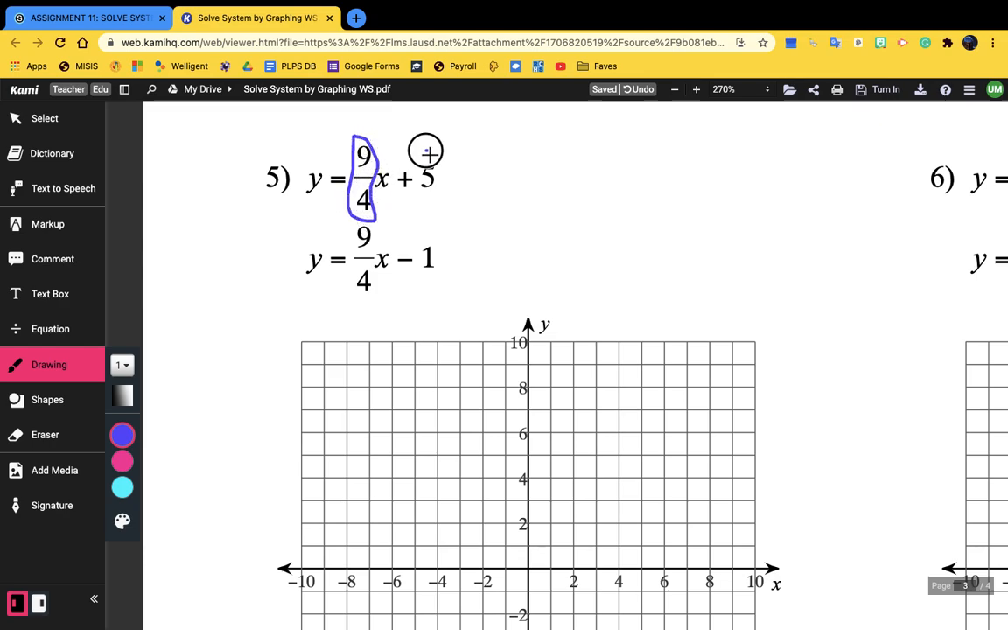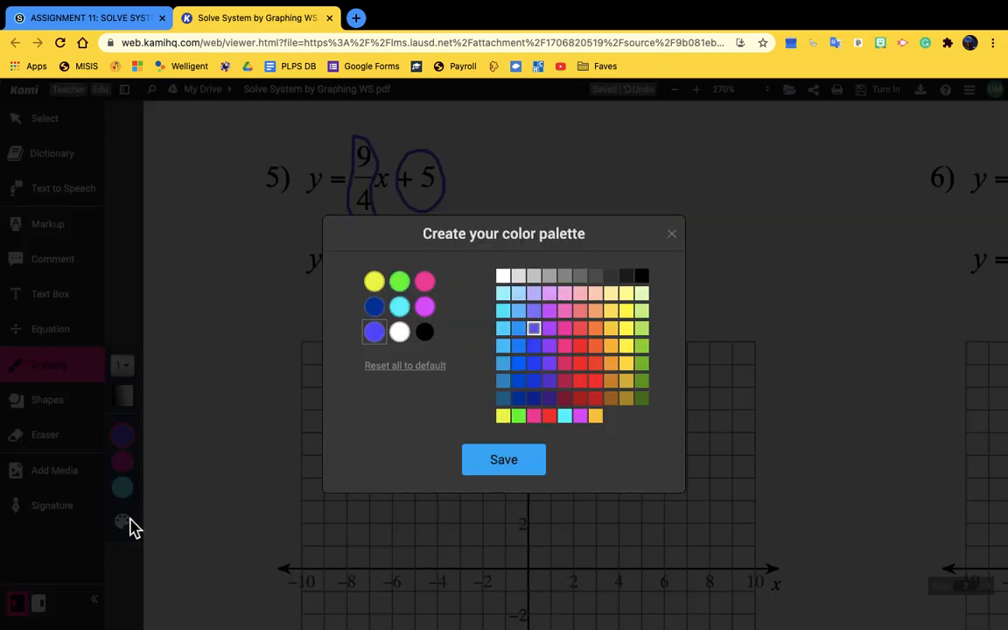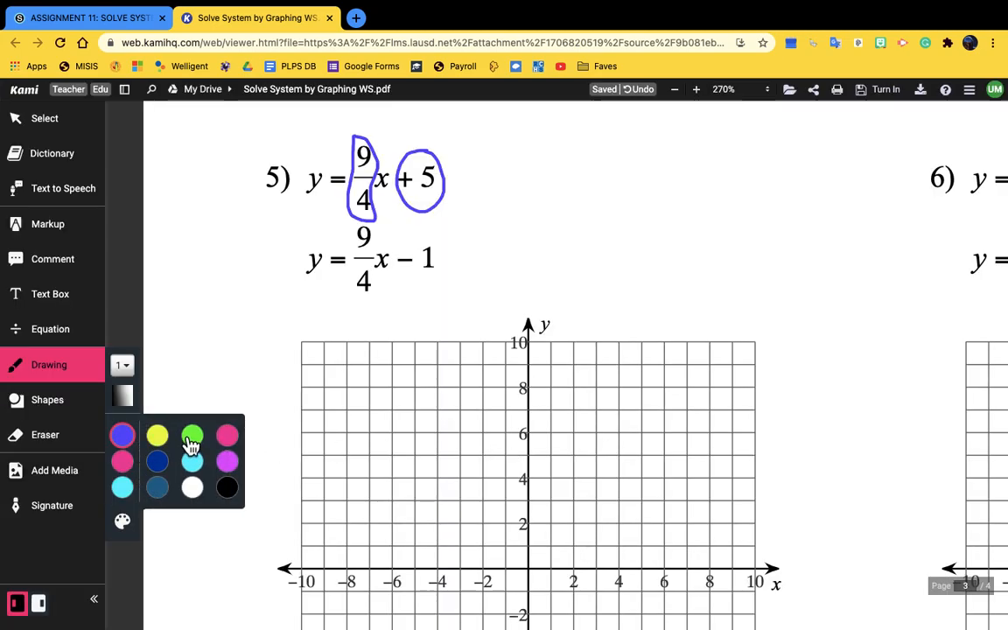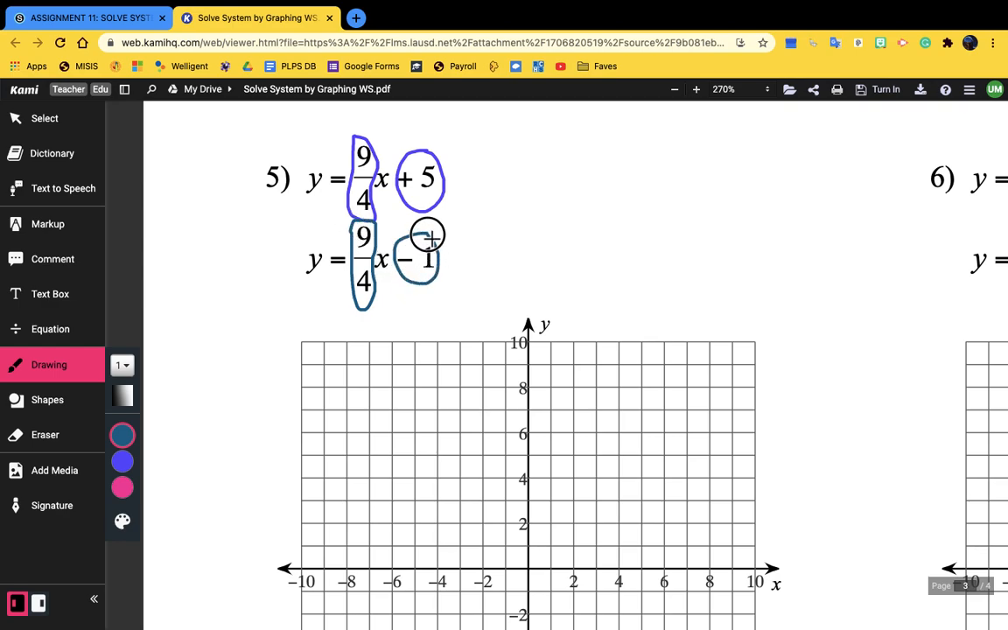There's my M, my slope. There's my 5, my B. Okay, let's pick another color as well. Let's go with, what do you think? This region blue, right? No, we already have region blue. Let's go with dark blue here, this one. Okay. So that one right there. So 9 over 4 is my slope, and negative 1 is my b, excuse me, my y-intercept.